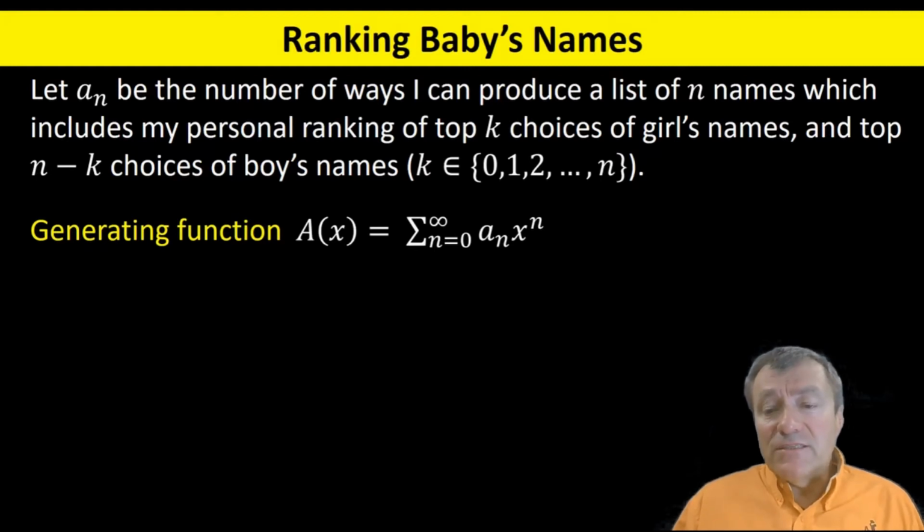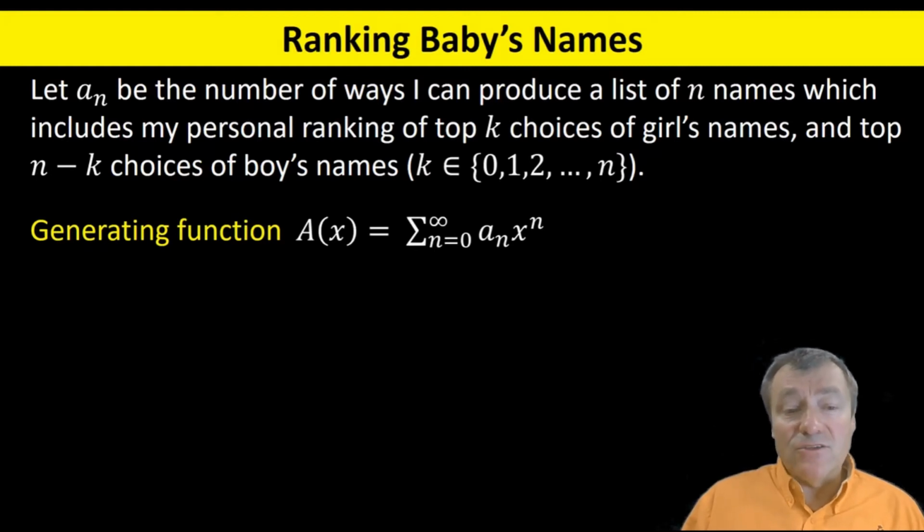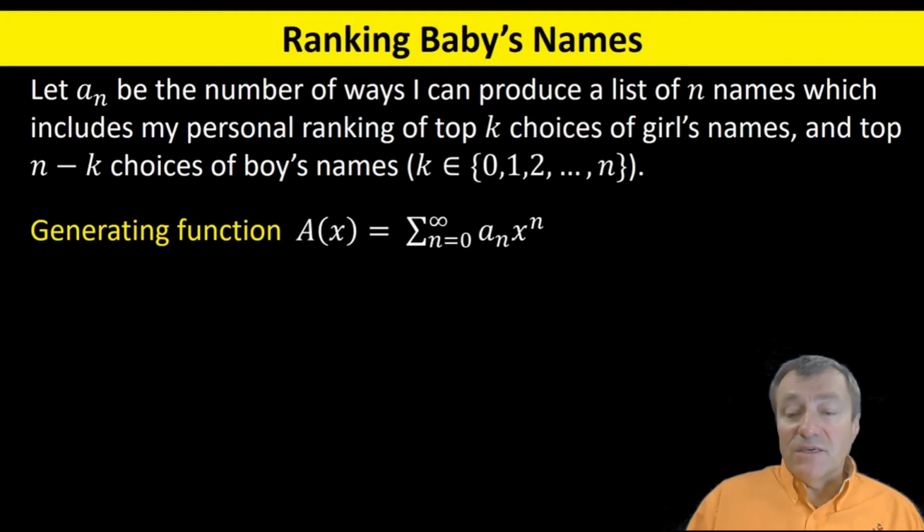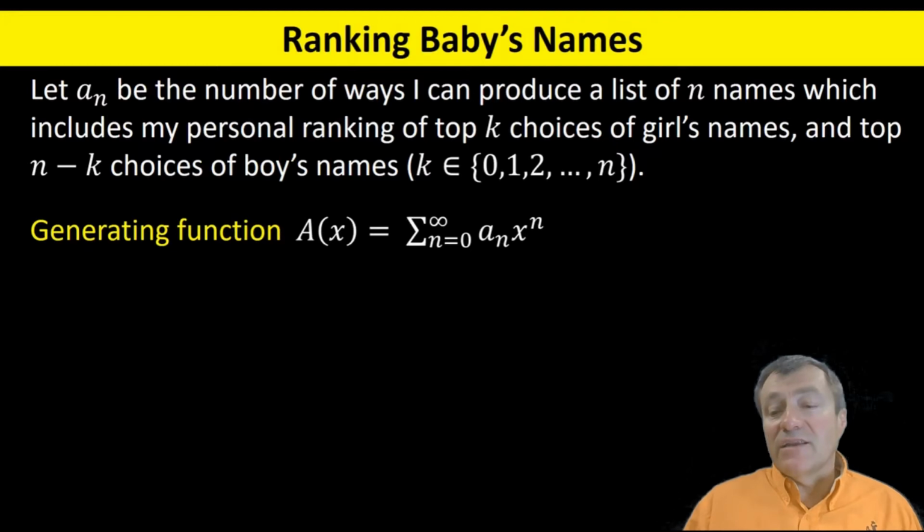The point is, instead of having to carry around this huge infinite sequence, a_n, I tie them up in one expression, a of x. And this is a power series whose coefficients are the terms of my sequence. So if I know the terms of the sequence, that gives me a of x. On the other hand, if I know what a of x is, then that gives me all the terms of the sequence.